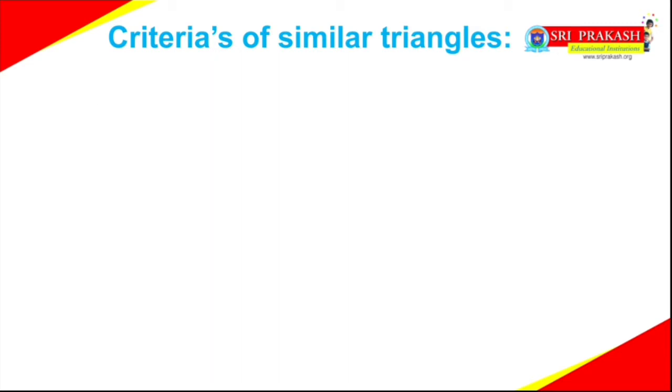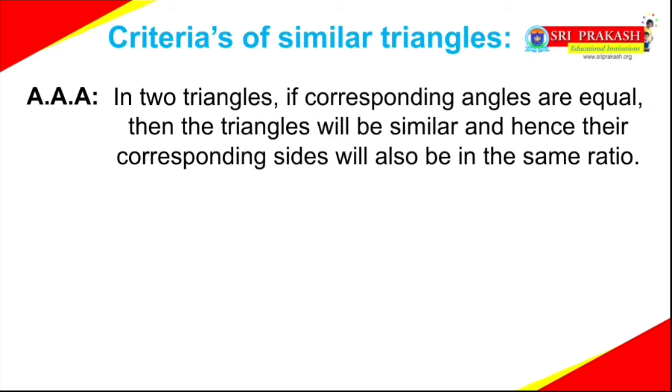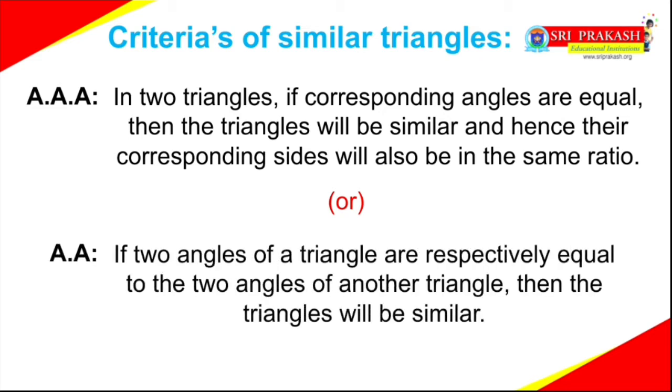Next, AAA criteria. Children, in two triangles, if corresponding angles are equal, then the triangles will be similar and hence their corresponding sides will also be in the same ratio. Or AA criteria. Children, if two angles of a triangle are respectively equal to the two angles of another triangle, then the triangles will be similar.